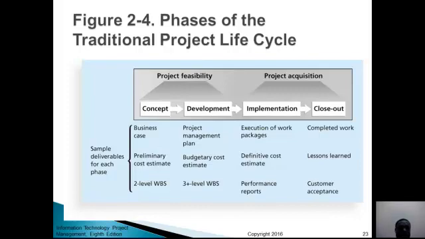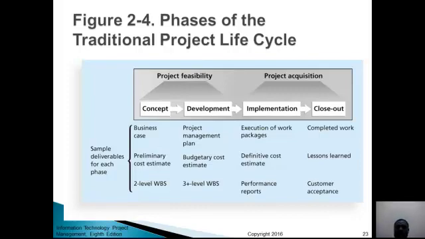So, sample deliverables for each phase. That is what you have at the conception level. At the development level, we have the project management plan. That is the deliverable, because you conceive a project. Now, when you bring the plan, it actually completes the feasibility stage. That's the deliverable for the project feasibility stage. So the project management plan and budgetary cost estimation are also deliverables. And then we have the level work breakdown structure.